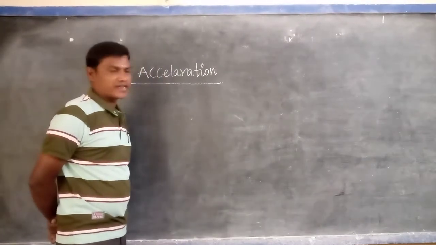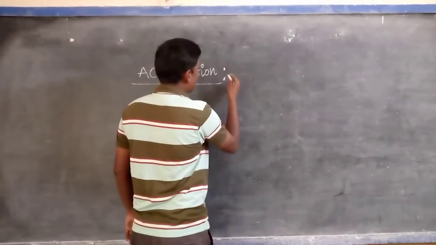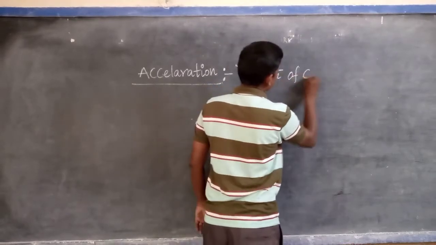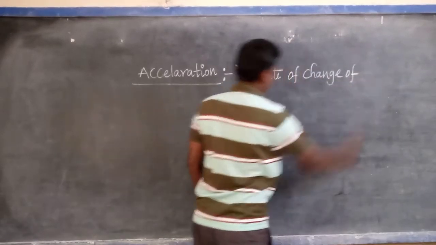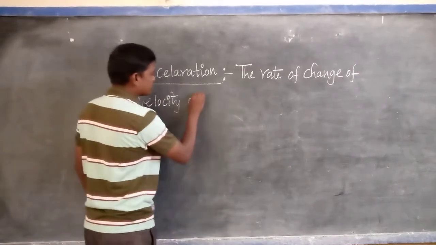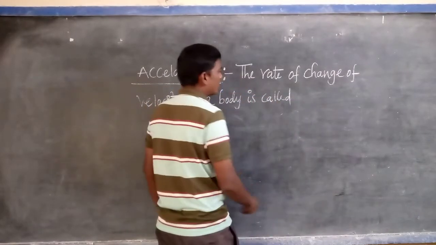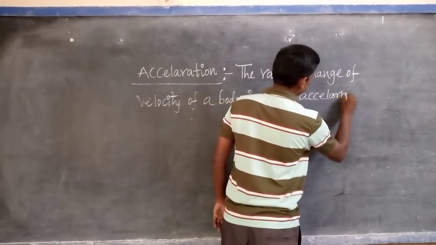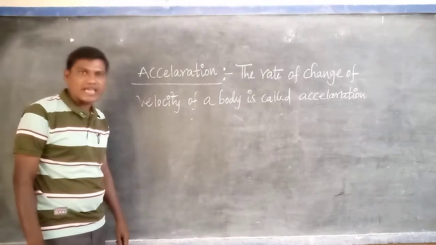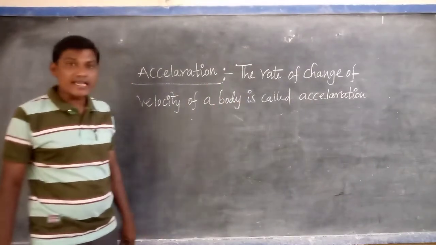Now let me come to our topic directly. What is our topic? Acceleration. Acceleration is nothing but, simply we can write, the rate of change of velocity of a body is called acceleration. So listen very carefully. Rate of change means the change in the velocity with respect to the time, that is the meaning of rate of change. The rate of change of velocity of a body is called acceleration.